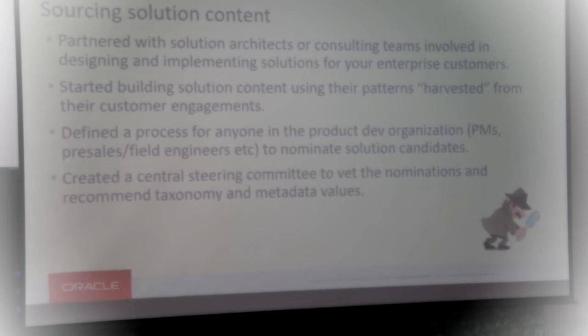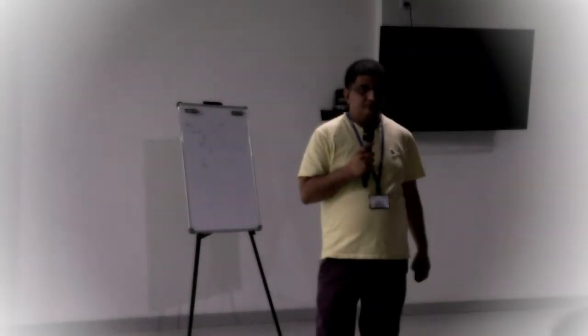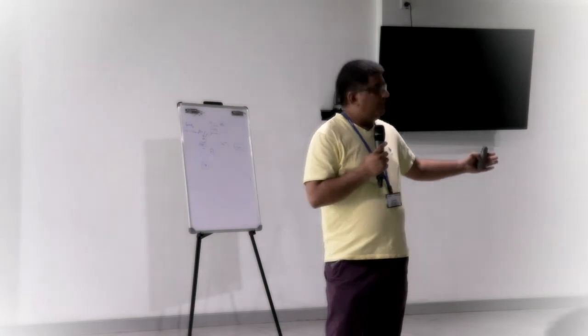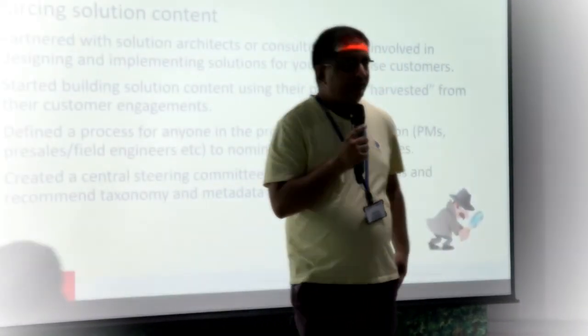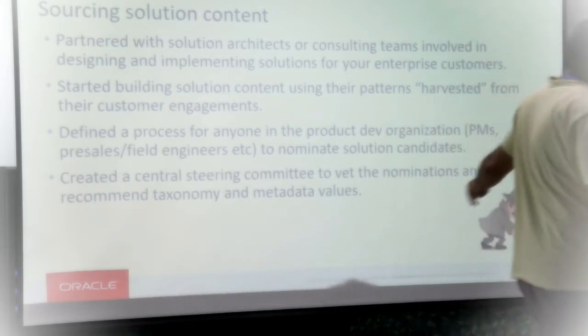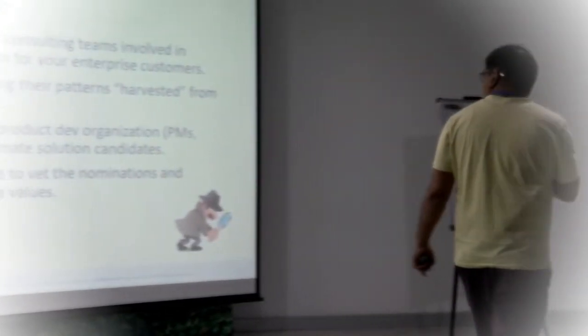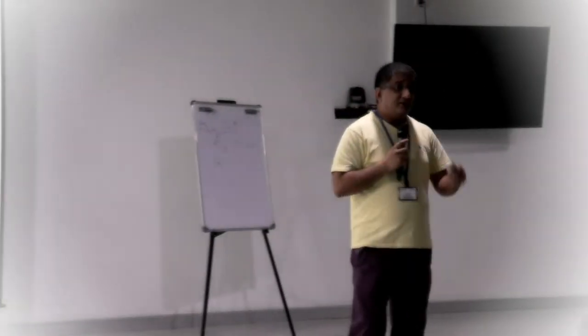We have a very strict process to review and vet those nominations. So we look at the DDIO progression, we look at the classification, we ask questions about what level of testing is needed. We also try to find out if we need a code sample and go through the approval process, because you have the legal aspects. All these things we do as part of what we call the vetting of the solution candidates. That's what I meant by the central steering committee in the company that we created, which I actually lead, to vet the nominations and recommend the taxonomy and the metadata values. Now you know why I talked about the metadata.